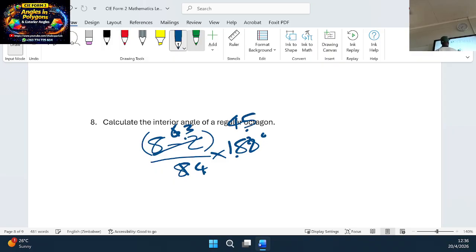So when I multiply 3 by 45, it takes me to 135 degrees. Let's see, 3 times 5 is 15, carry 1, 12, 13, it's 135 degrees. So that's the interior angle of a regular octagon.